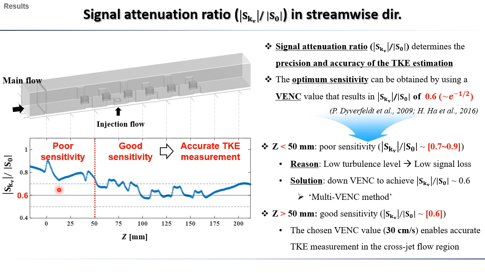This is because of the low turbulence level in the inlet region, where signal loss has not occurred sufficiently. So in this area, by lowering the bank value, the signal attenuation ratio can be reduced to about 0.6 to achieve good sensitivity in TK estimation. In the region where Z is larger than 50 mm, the signal attenuation ratio is around 0.6, indicating good sensitivity in TK estimation at this region. This demonstrates that the chosen bank value enables accurate TK measurement in the CrossJet flow region.